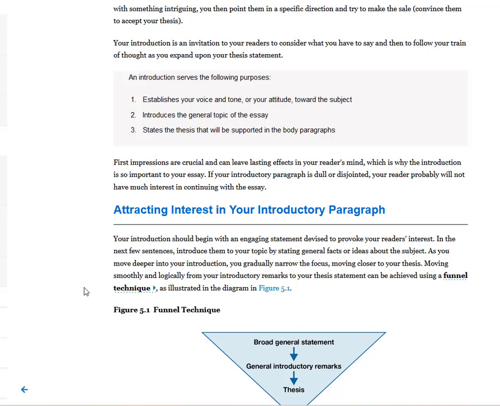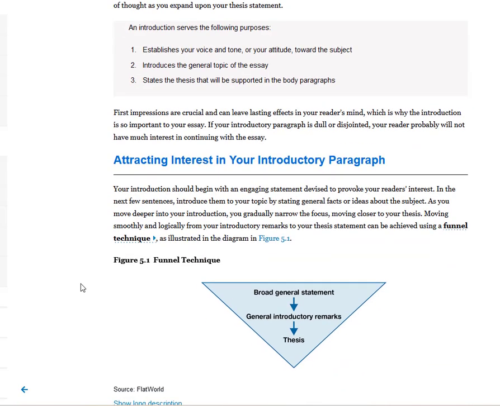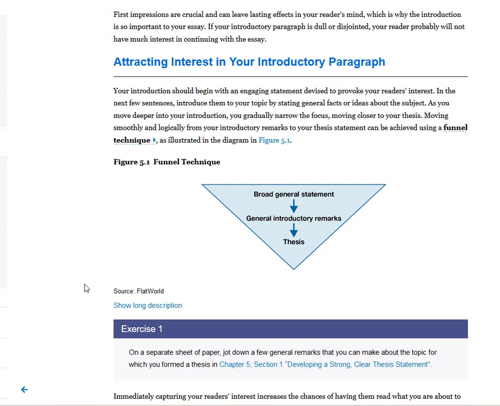And so your introduction is an upside down triangle because you start the introduction with a broad general statement and then you finish the introduction with your specific thesis statement. So when you start out broad and you end up very specific, then that is known as the funnel introduction paragraph or the funnel technique.